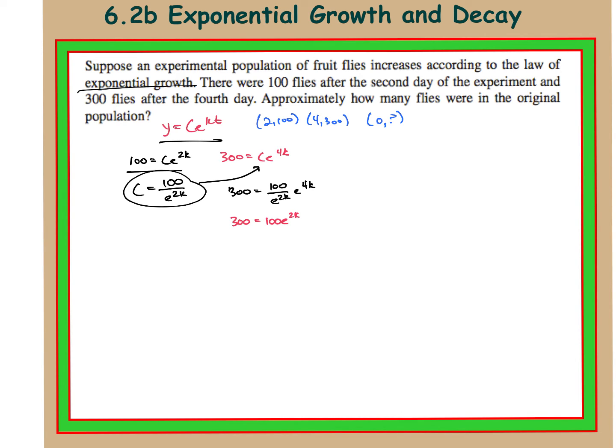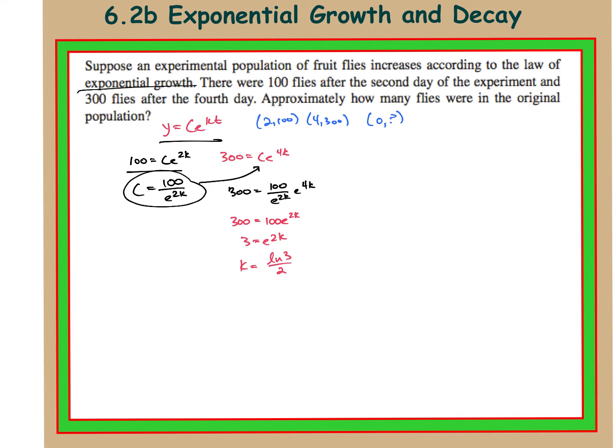Now I need to start solving for k. So how do I do that? First I divide by 100. So then I get 3 is equal to e to the 2k. Then what? Natural log. Then divide. So k is equal to natural log of 3 over 2.